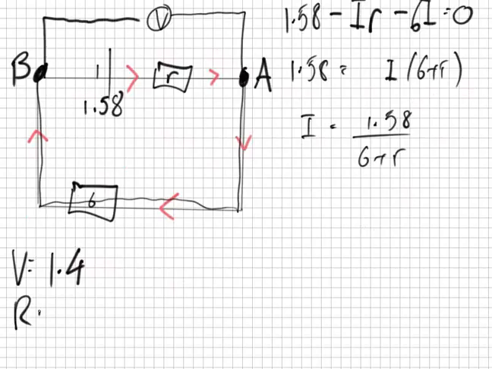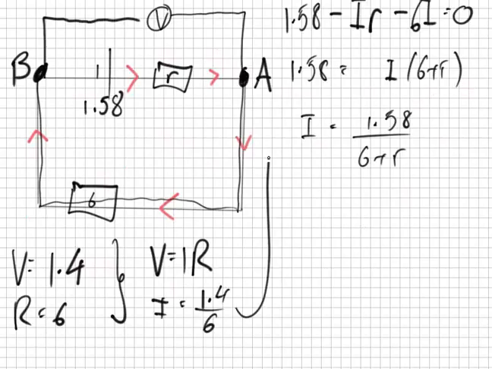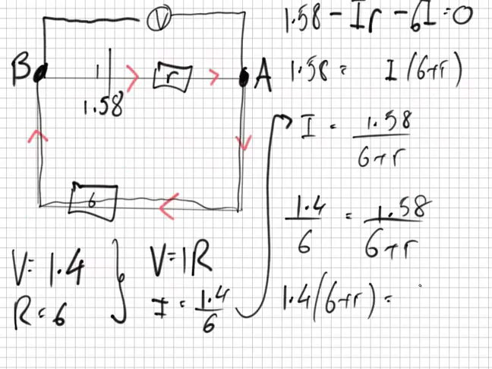1.58, start here. Now what happens when I pass through this? Minus I times r. Then I go around and then here? Minus I times 6. And then back to the start, so that equals 0. So if you want, you can say 1.58 equals I times (6 plus r). Or if you want, you can say I equals 1.58 over (6 plus r). So we need another equation to solve this. And the other equation comes from looking at this part of the loop.